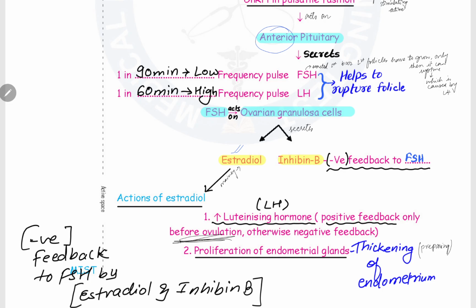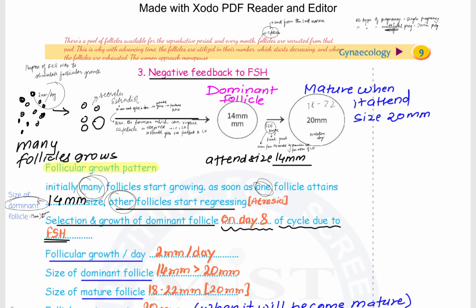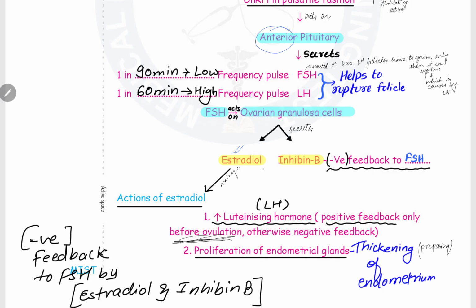Now it also causes proliferation of endometrial glands. Estradiol, we know estrogen causes proliferation of endometrial glands and causes thickening because it is preparing for pregnancy, right? And it gives negative feedback to FSH. So both inhibin B and estradiol give negative feedback to FSH.